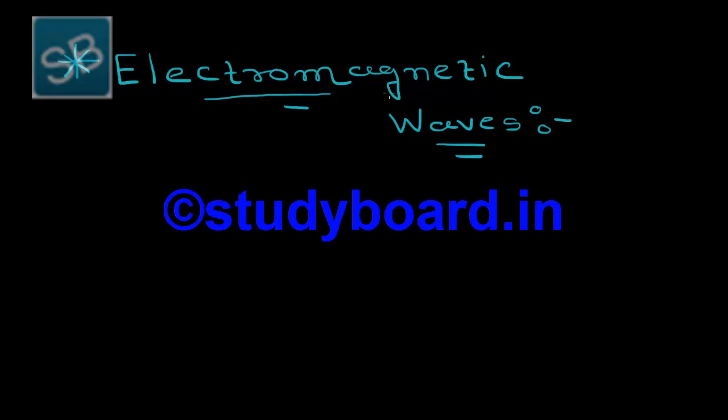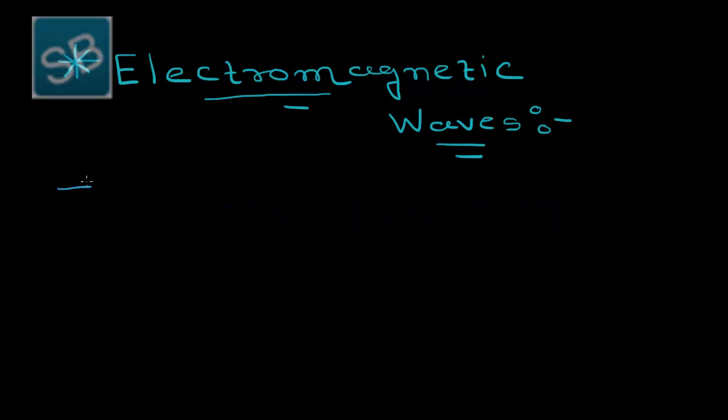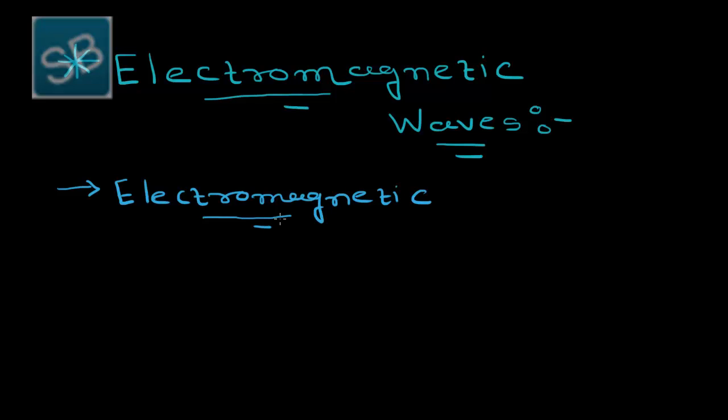Let's start the new chapter, electromagnetic waves. So first of all, it is necessary to understand that it is the combination of two words. The first word is electromagnetic, and earlier we have studied about the electromagnetic field. But what was that? It is the combination of two branches of physics.